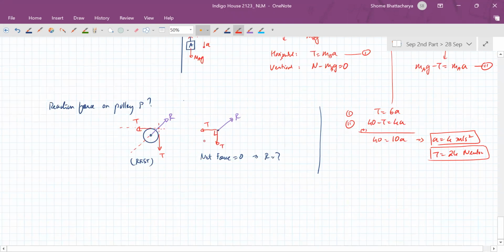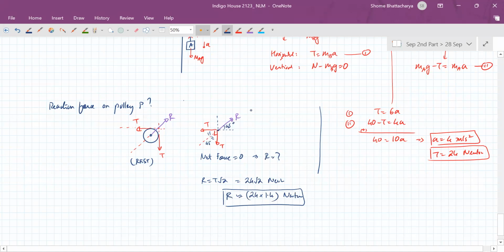So here you can see that we have this kind of symmetry. This will be at 45 degrees because this angle is equal to this angle, equal to 45 degrees. So the reaction force will have a magnitude of T root 2. So it will be 24 root 2 newtons, or you can approximate it as 24 into 1.4 newtons. And it will act like this at a 45-degree angle, as you can see.